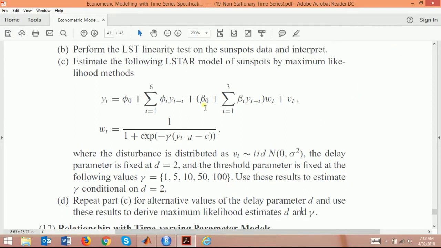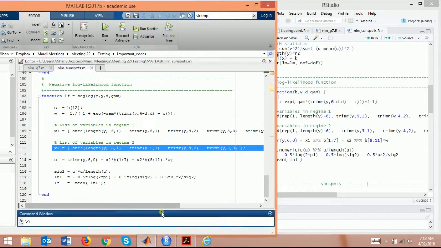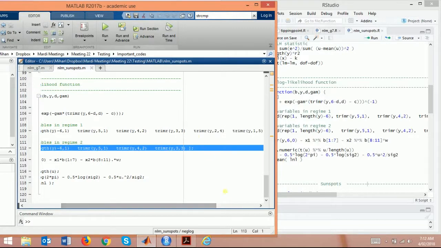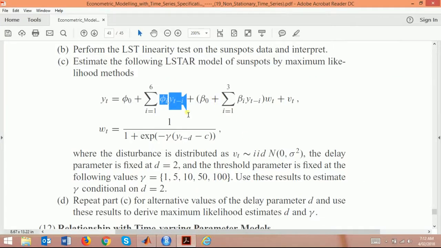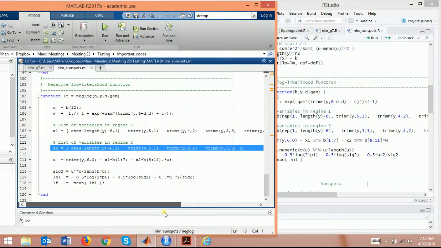So basically regime 1 is phi 1 y(t minus i): 6, 5, 4, 3, 2, 1. So lags 1 to 6 and 1 to 3. We'll take 3 and we'll take 6. That's all. Regime 1 has 6 variables, regime 2 has 3 variables.